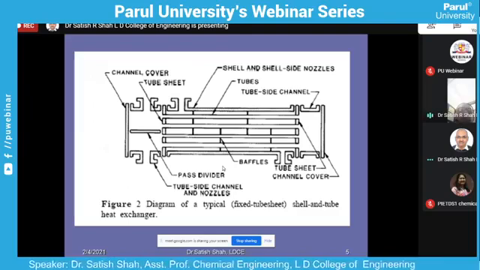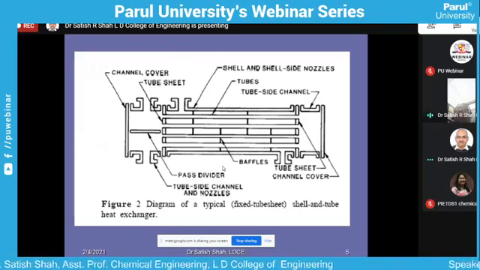They have told that suppose F type you are using, F type means it is two pass on shell side. But normally we don't prefer to use the F type shell, because of the construction limitation.